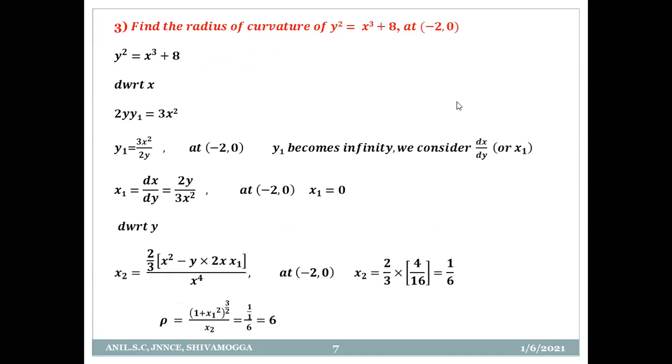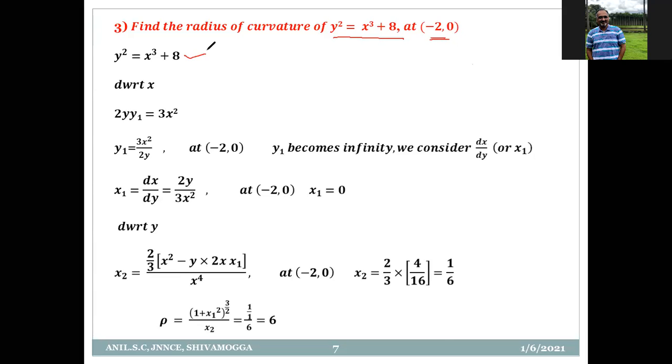Next, find the radius of curvature for the curve y square is equal to x cube plus 8 at a point where x is equal to minus 2 and y is equal to 0. Let y square is equal to x cube plus 8. We shall find the derivatives. Differentiate with respect to x.